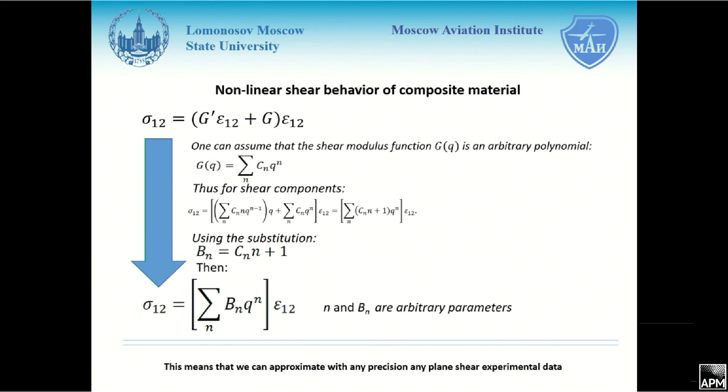It doesn't mean that this relation can be quadratic only, because we have these nonlinear functions j prime and g, which can be represented in polynomial form, and we can approximate the real stress-strain curves with any precision, whatever you want.